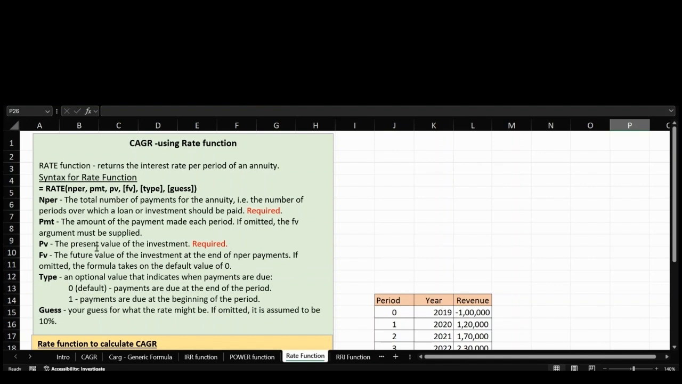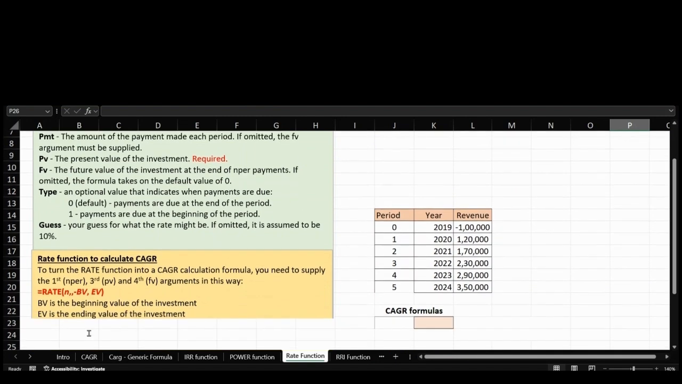Next is type. Type is an optional value that indicates when the payments are due. If 0, it's the default, that means payments are due at the end of the period. If it is 1, which means payments are due at the beginning of the period. Guess is your guess for what the rate might be. This is an optional argument. If it is omitted, it is assumed to be 10%.